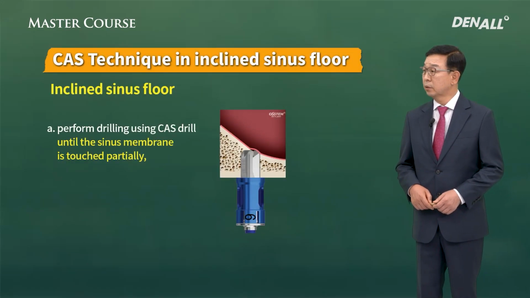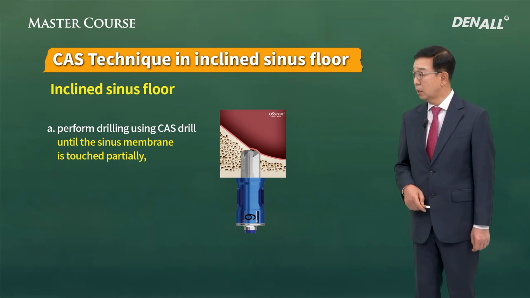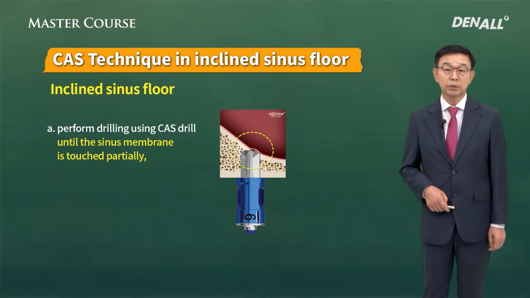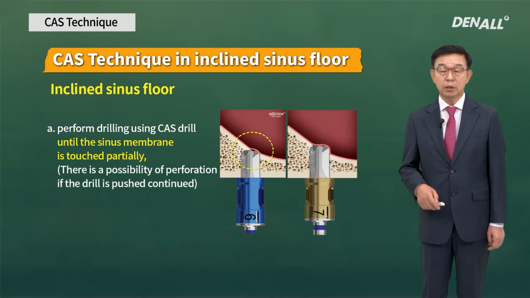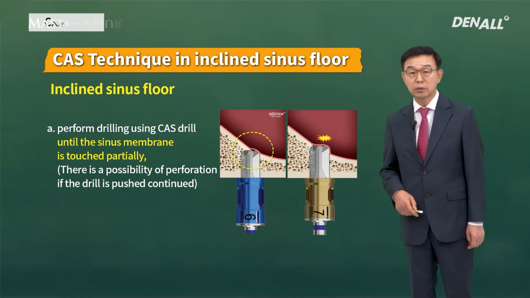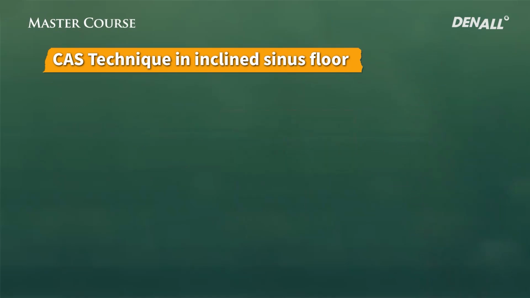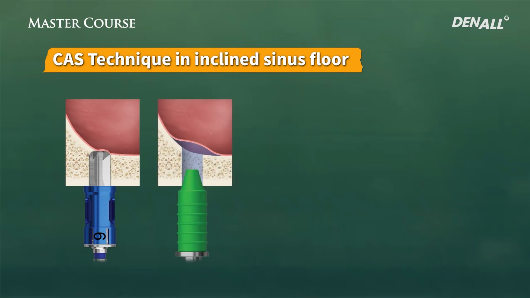The biggest benefit of the crestal approach using the CAS kit is that you can do sinus lift easily in an inclined sinus floor as well. When you do CAS drilling in a sloped area, there may be a case when you are only partially in contact with the sinus floor. If you do drilling excessively, the sinus membrane can be perforated. Therefore, in sloped areas, when you use the CAS kit for crestal approach, partial contact has been made with the sinus floor. Then you do hydrolift.